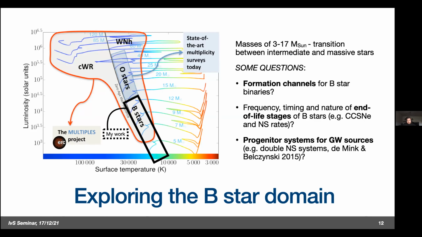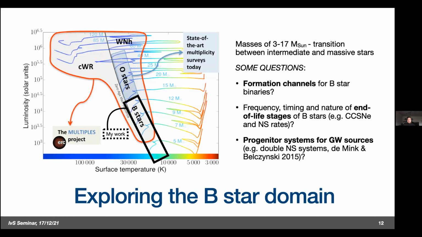As I mentioned before, populations of B stars have been less robustly explored, and as part of the ERC MULTIPLES project here at KU Leuven, my work contributes to the B star part of the HR diagram above. Other projects in the MULTIPLES framework look at classical Wolf-Rayet stars, hydrogen-rich Wolf-Rayet stars as well, and O stars, but my work contributes to the B star part of this project.